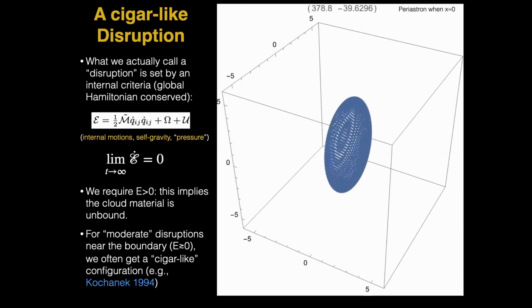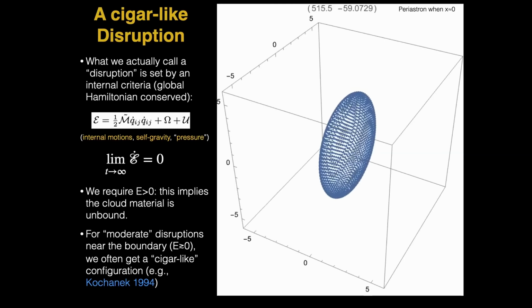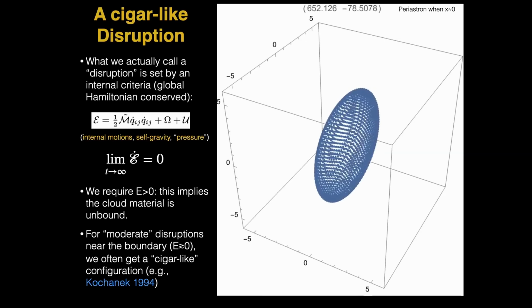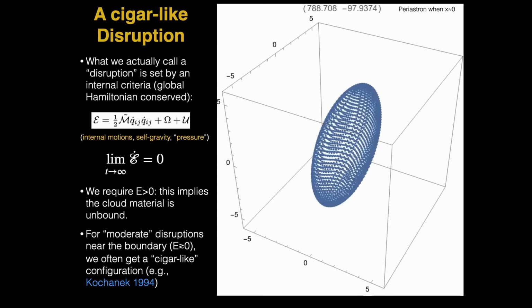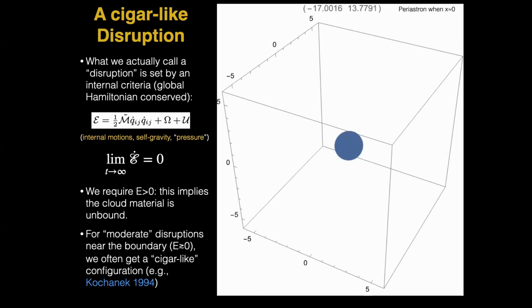So in this case, we have a relatively moderate impact parameter, and instead we get a more cigar-like configuration where one of the axes is expanding and two of the others are remaining virtually stagnant. And so in this case, you end up with a more cylindrical-like configuration or something which is cigar-like.